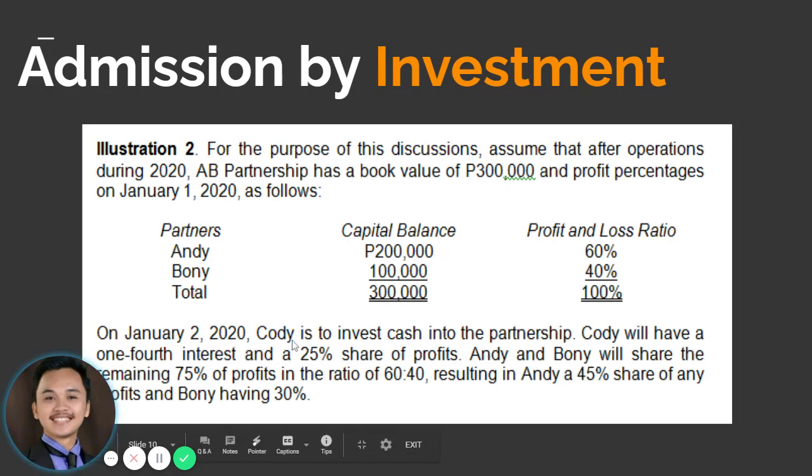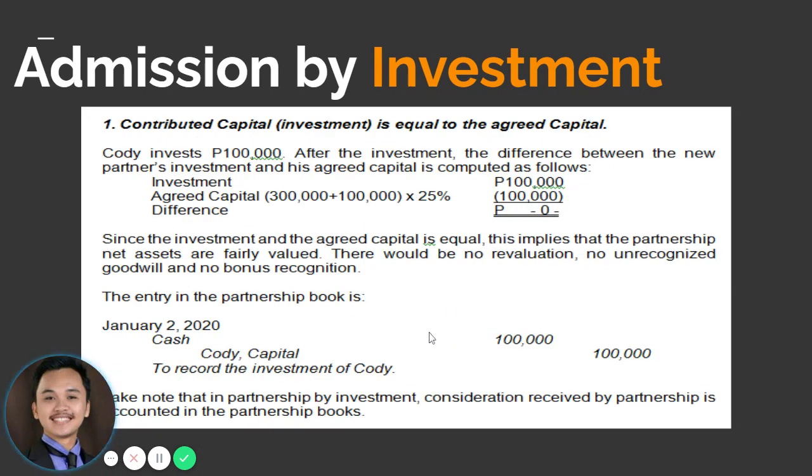So on January 2, 2020, Cody is to invest cash into the partnership. Cody will have a 1/4 interest and a 25% share of profits. Andy and Bonnie will share the remaining 75% of profits in the ratio of 60/40, resulting in Andy a 45% share of any profits and Bonnie 30%. So after the admission of the new partner, their P&L is no longer 60/40, but rather 45 for Andy, 30 for Bonnie, and then the 25 will go to Cody, the new partner.